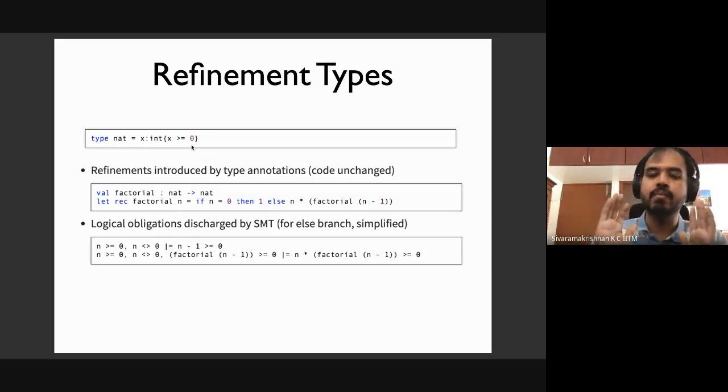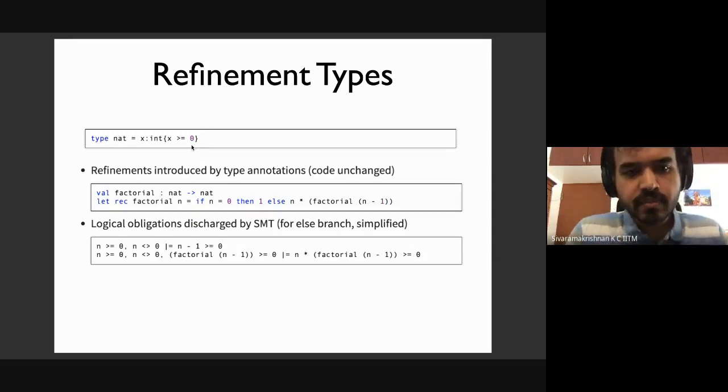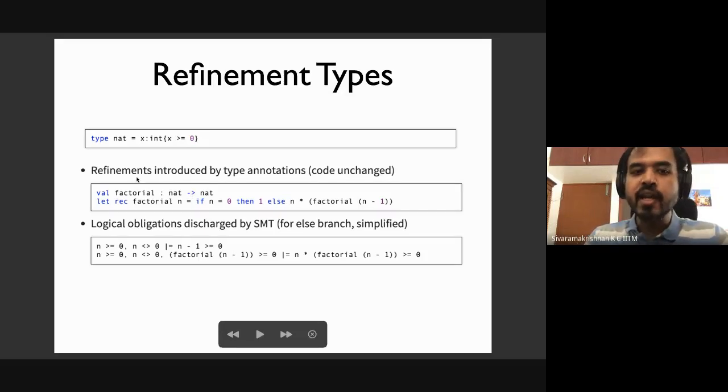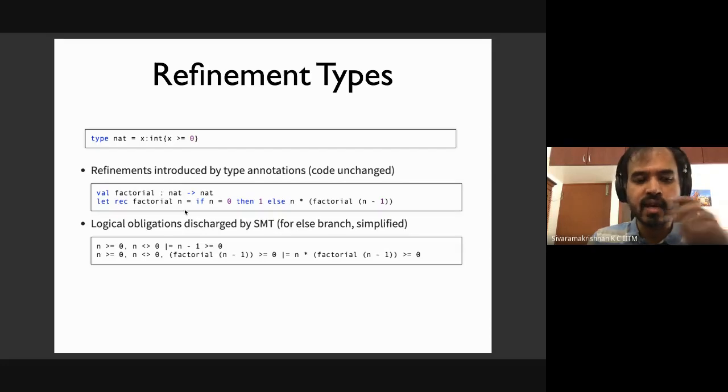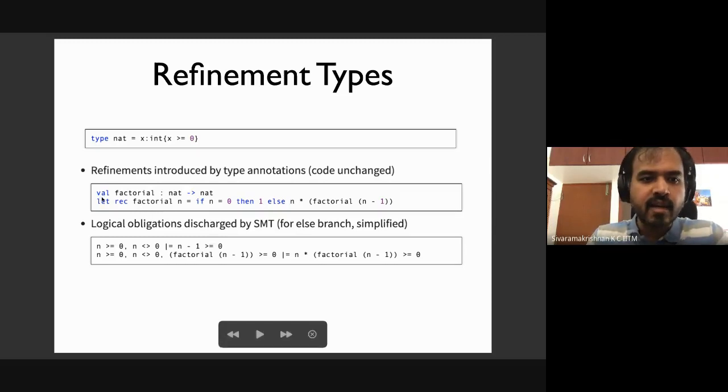So let's look at an example to make this more concrete. You can introduce refinements by adding type annotations. This is the factorial function that we had just seen earlier. This is the same code as what I had in the F star in my Spacemacs code. The way we actually introduce the refinement is that we add a type annotation here.